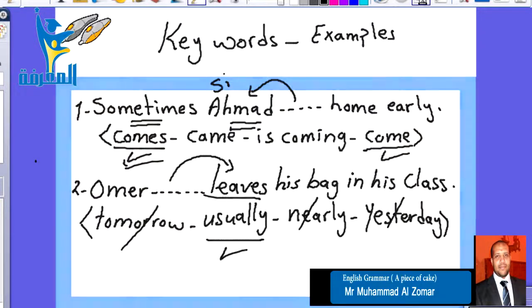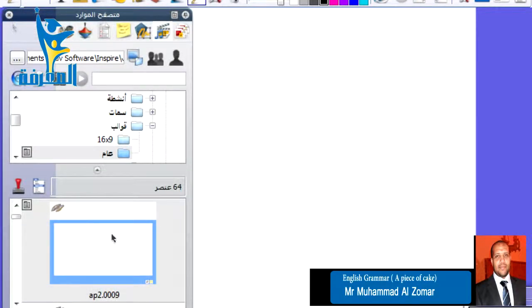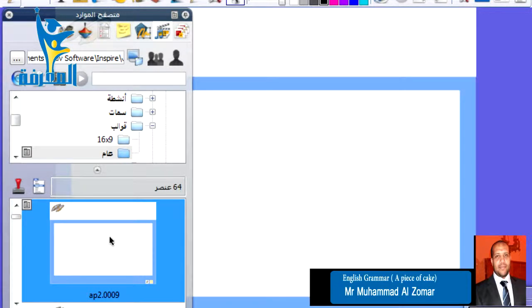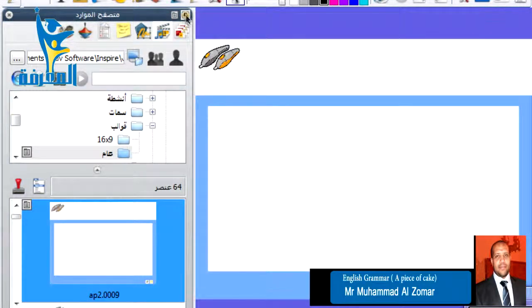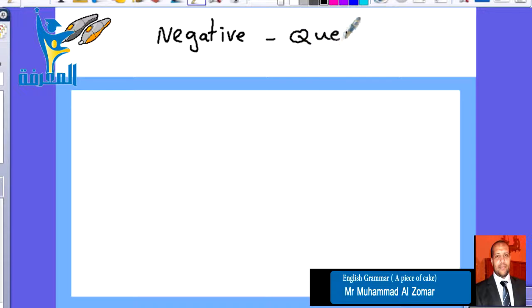Let's go to the last point. The last point will be the negative and how to make a question on a sentence that is in the present simple tense.